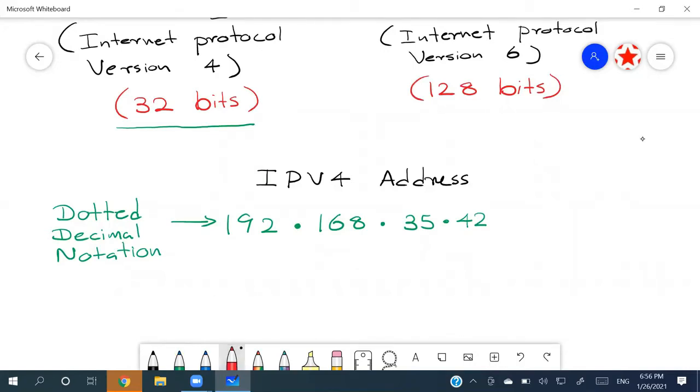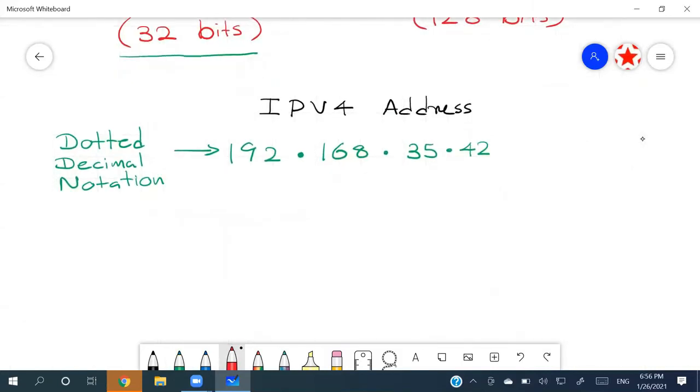So that means this 192 is going to be represented in 8 bits. That means 8 ones and zeros, right?